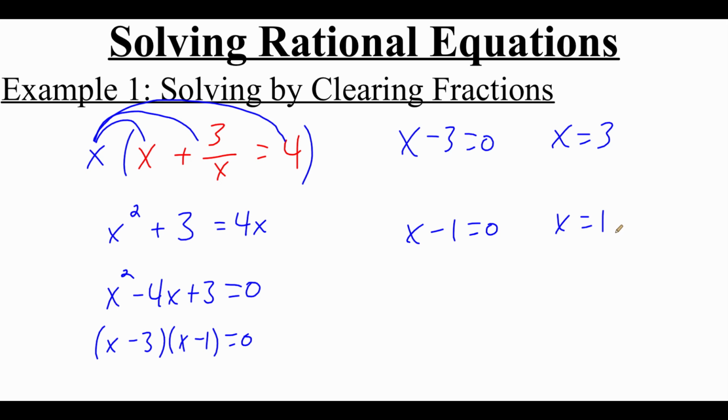Now what we should do with these is we should take them and plug them back into our original equation to make sure that they work. So if I plug in the 3, I would get 3 plus 3 over 3 equals 4. And 3 over 3 is 1, and 3 plus 1 is equal to 4, so that one works. And if I plug in the 1, I would get 1 plus 3 over 1 equals 4. Well, 3 over 1 is 3, and 3 plus 1 is 4, so that one also works.